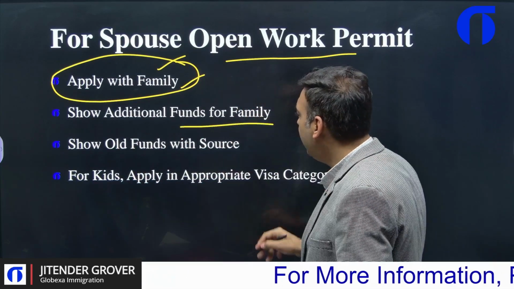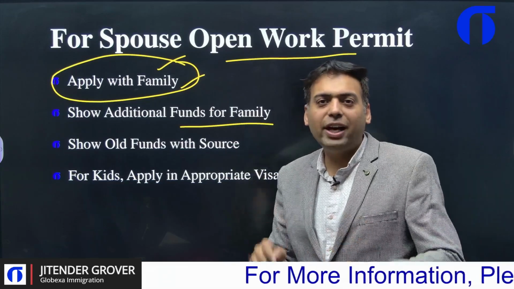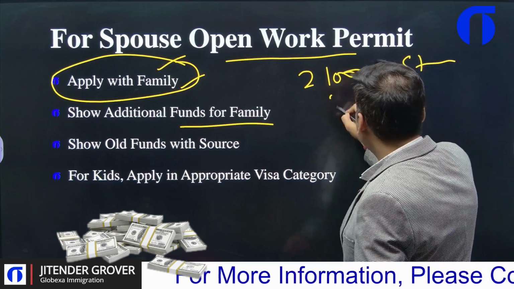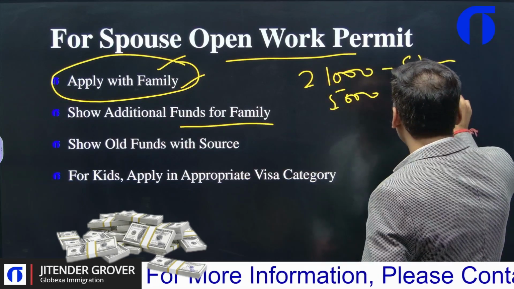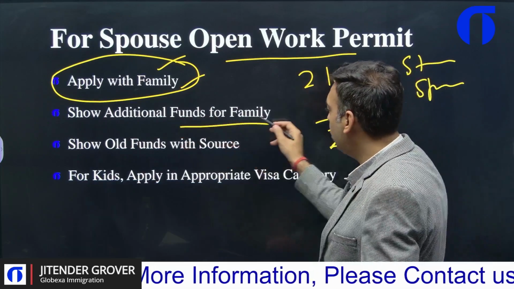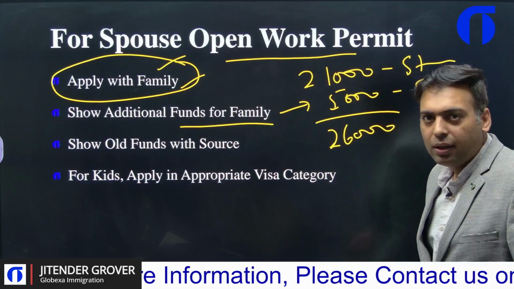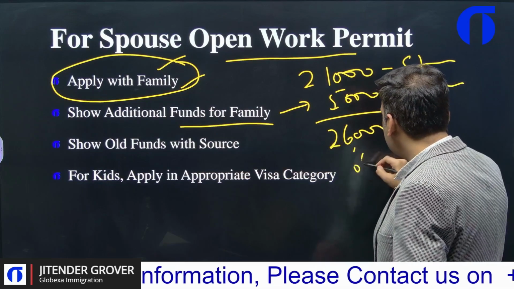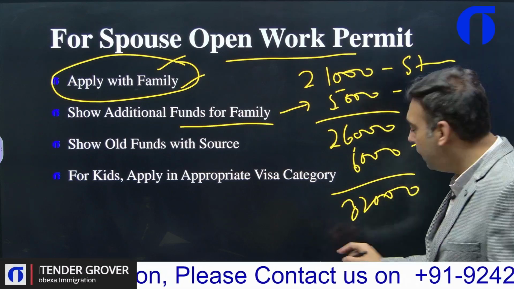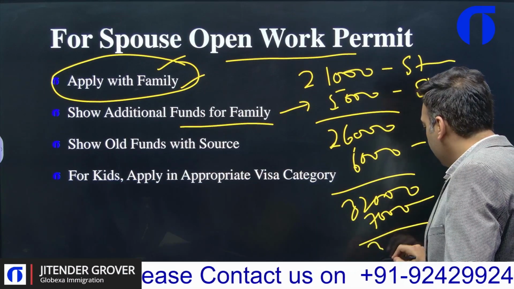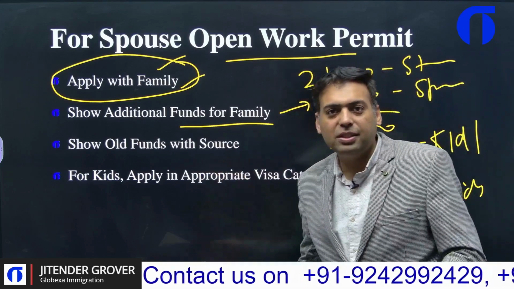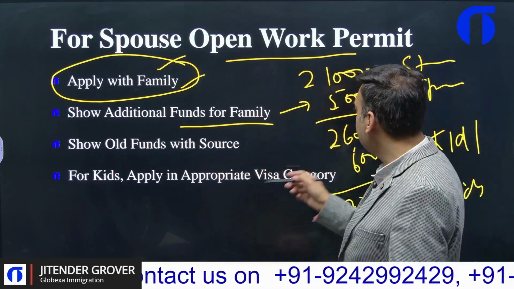Show additional funds for family. If you don't have any kids, then approximately $21,000 is for the student, and approximately $5,000 is for the spouse. So the total becomes $26,000, which you need to show. If you have a kid, then add $6,000 as well. It will become $32,000. If there is one more kid, add $7,000 to that. It will become $39,000. So you need to show more funds, more living expenses, for the spouse and for kids, depending upon how many family members there are.